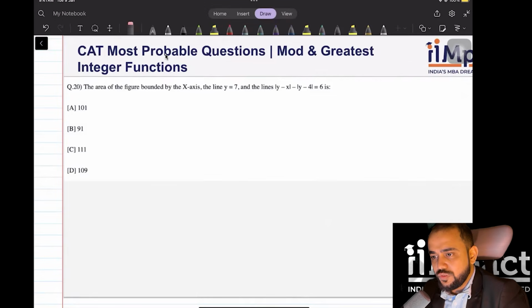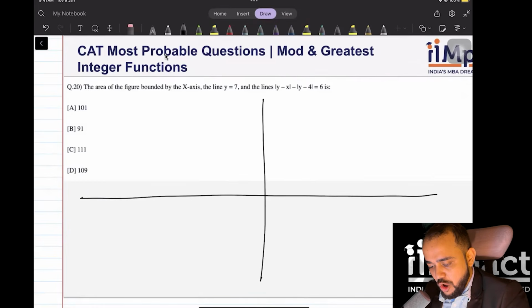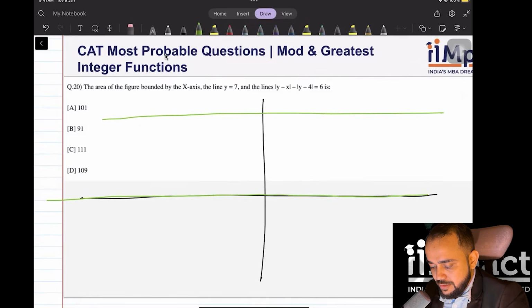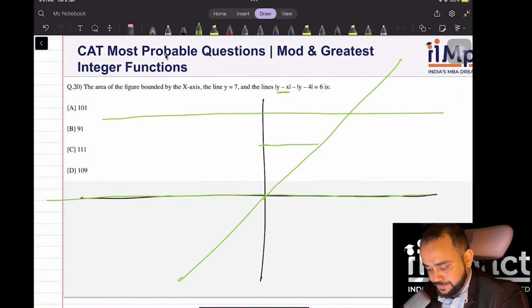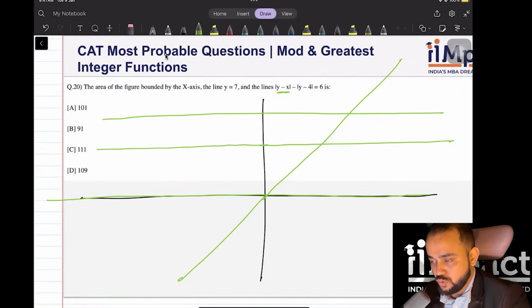All right. So we have to find the area of the figure bounded by the x-axis, the line y is equal to 7, and this mod function. I will first make the x and y axes. Now I will mark the lines which are going to be important. One of them is the x-axis because it's given as one of the boundaries. Then I will have y is equal to 7, which is one of the boundaries. Then I'll make y is equal to x, that is a slope one line, and y is equal to 4. So these two lines I will make.